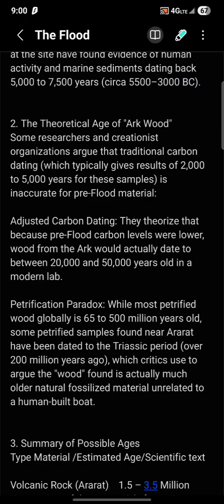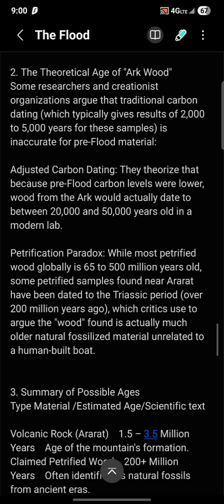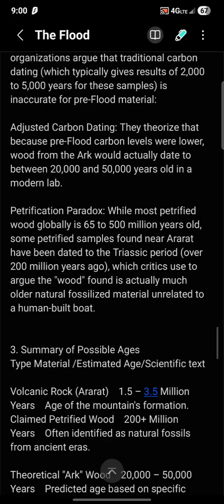Petrification paradox: while most petrified wood globally is 65 to 500 million years old, some petrified samples found near Ararat have been dated to the Triassic period, over 200 million years ago, which critics use to argue the wood found is actually much older, naturally fossilized material unrelated to the human-built boat.